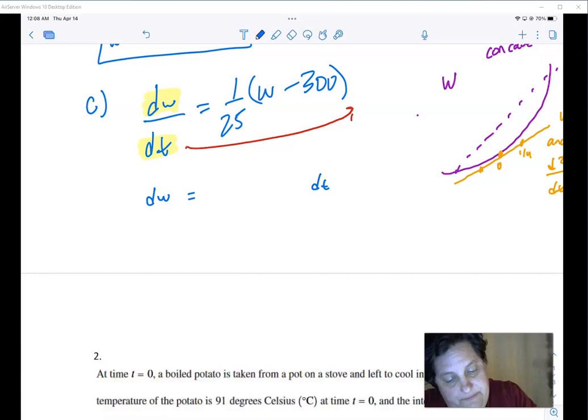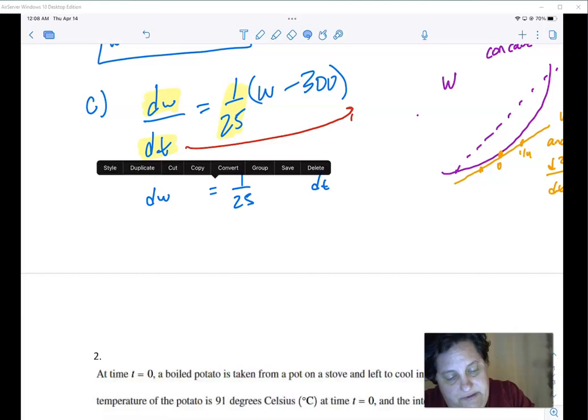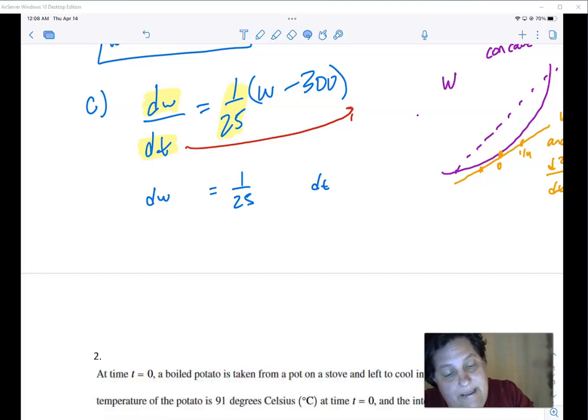Move the dt over here. Okay, now the 1 over 25, you can really put it wherever. I'm going to just leave it on this side. It makes a little more sense to me to leave it there. And then the w minus 300, I'm going to take that and divide it over here. Does that make sense? I'm dividing that by both sides, okay? So this one's going to be over w minus 300.